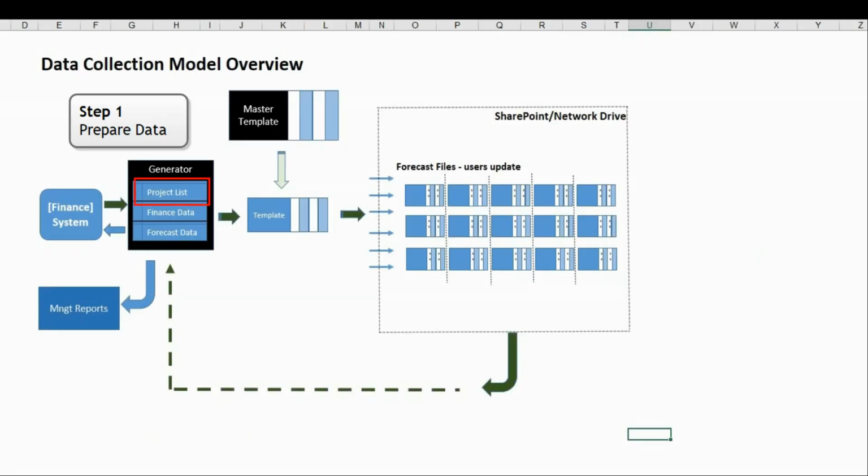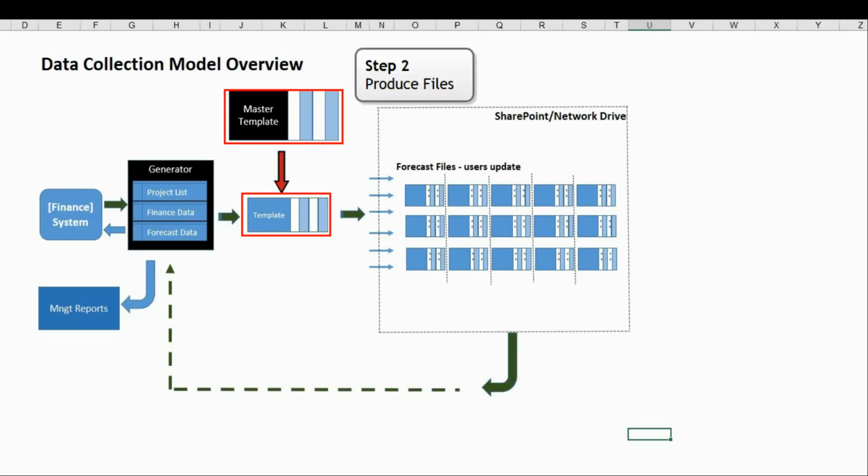So the first step is to prepare the data, and there's a project list data set which lists basic details about the projects. We collect the finance data from the finance system through Power Query or whatever means we've got, and then the forecast data from the previous cycle. We then go ahead and produce the files, which are produced from a master template and populated from data from the project data, finance data, and forecast data.